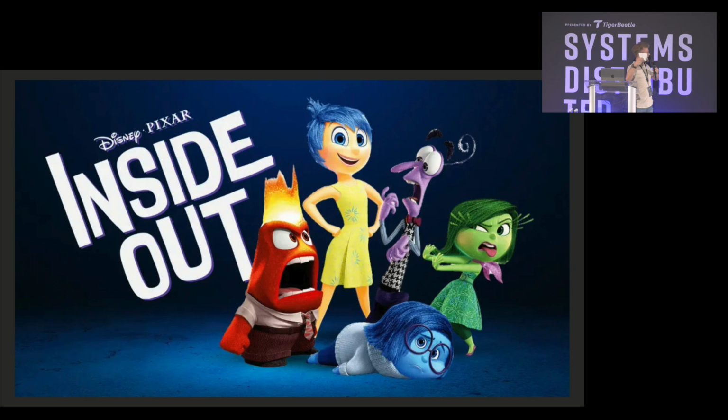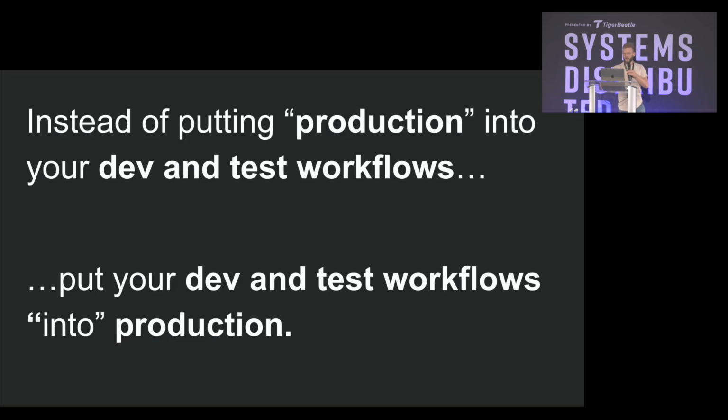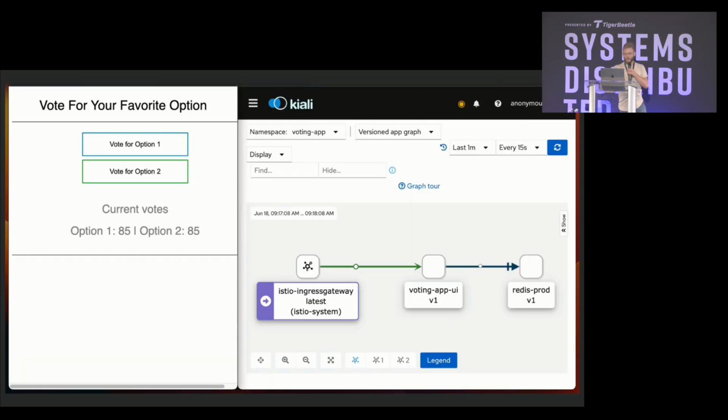We turned that whole thing inside out. Our new approach is, instead of putting production, in quotes, it's not really production, into your dev and test workflows, we're going to put your dev and test workflows into production. Those quotes are intentional. It's into production. I know it sounds crazy, but hear me out. We'll see what it looks like. This is not a live demo. I took pictures so it wouldn't break.